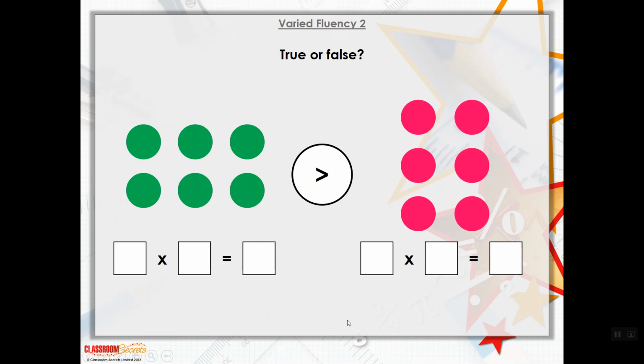Let's try the next one. True or false? Remember, this sign means greater than. So 3 2 times is greater than 2 3 times. I need to work out the calculations here to help you out. Pause the video and have a go. Okay, it's false because they're equal to each other. 2 3 times is 6 dots. 3 2 times is 6 dots. So the symbol that should be in there should be an equals sign.